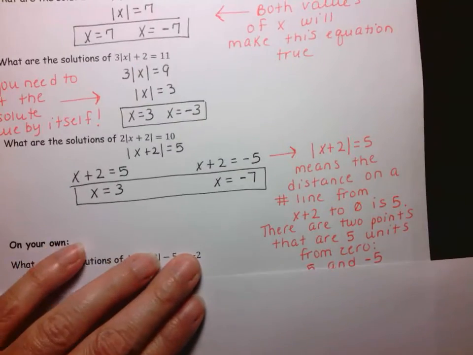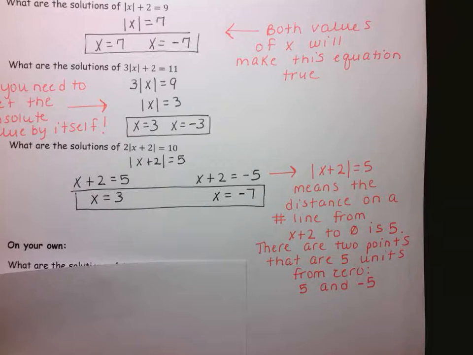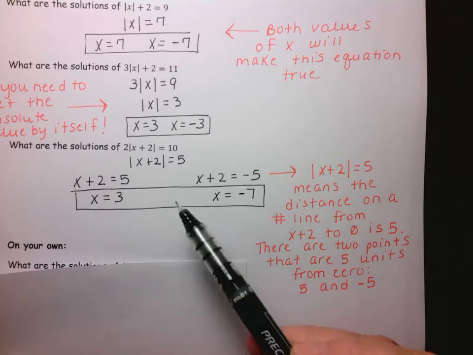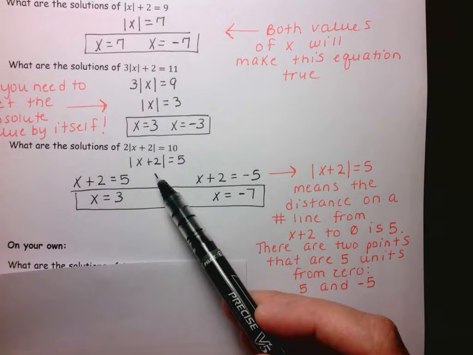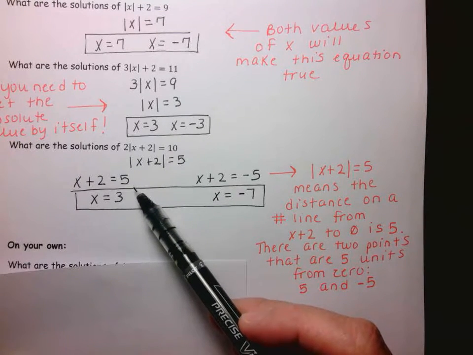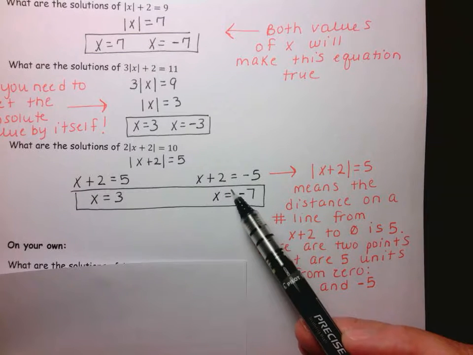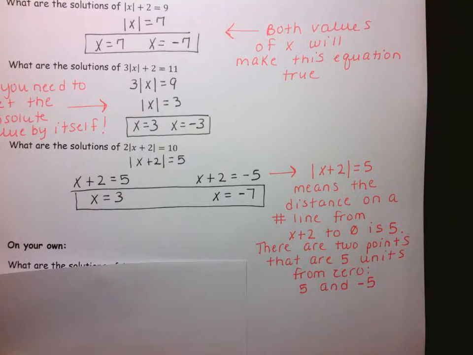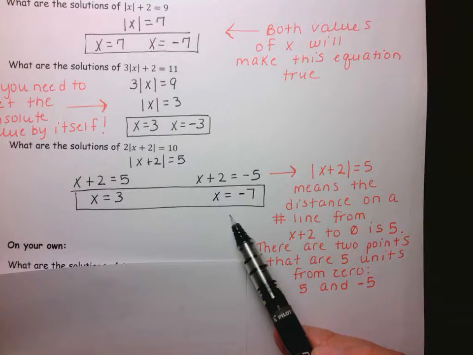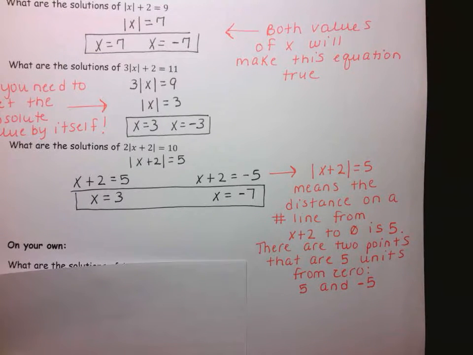What I did was I took what was inside the absolute value bars and I set them both equal to different numbers. I said, well, x plus 2 equals 5 and x plus 2 equals negative 5. But why did I do that? And then I solved for both, and there are my two answers. There are my two solutions. But why did I do that?